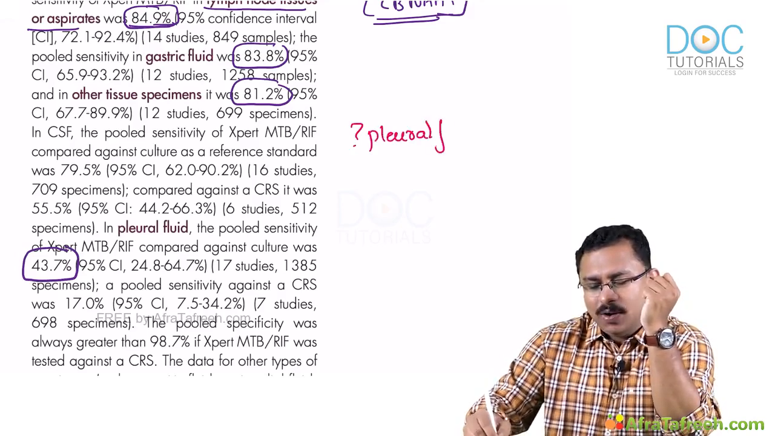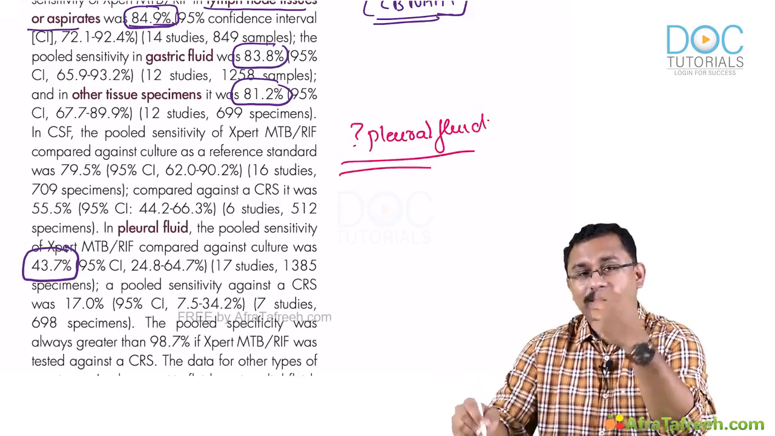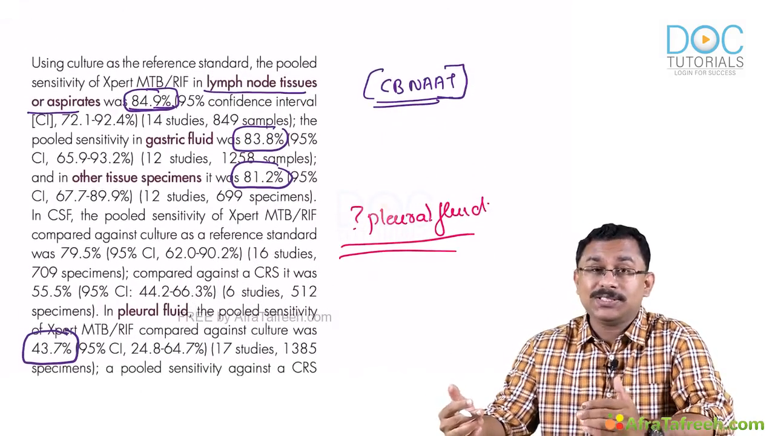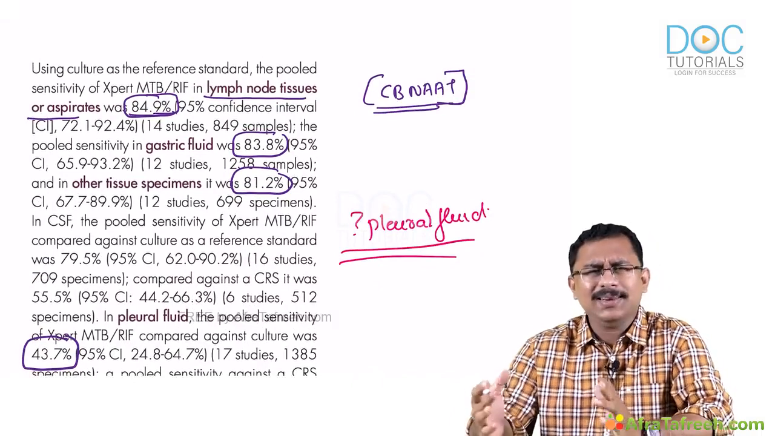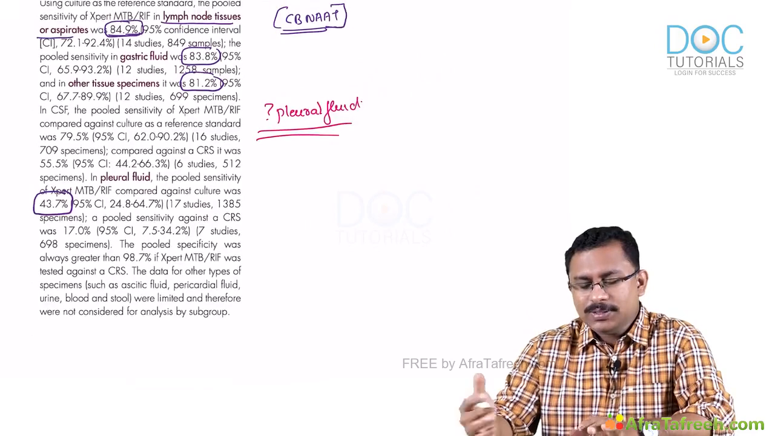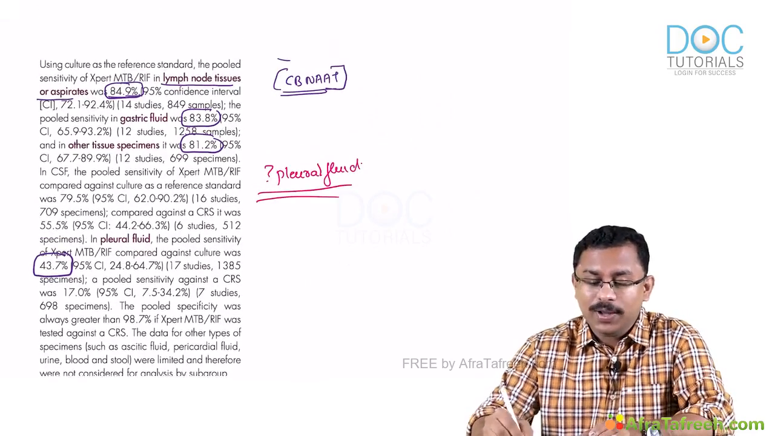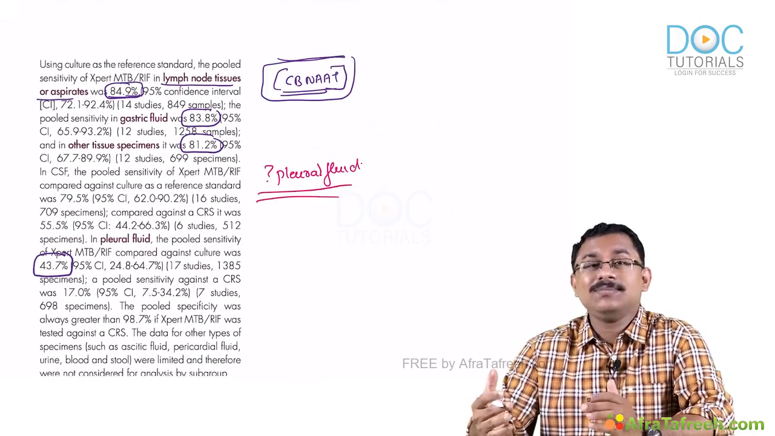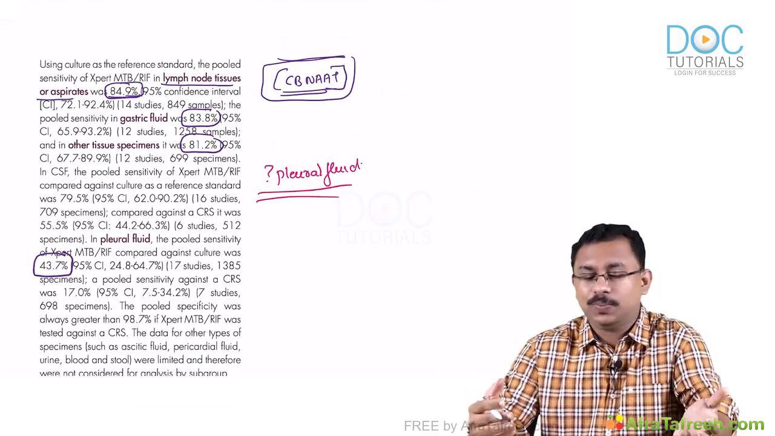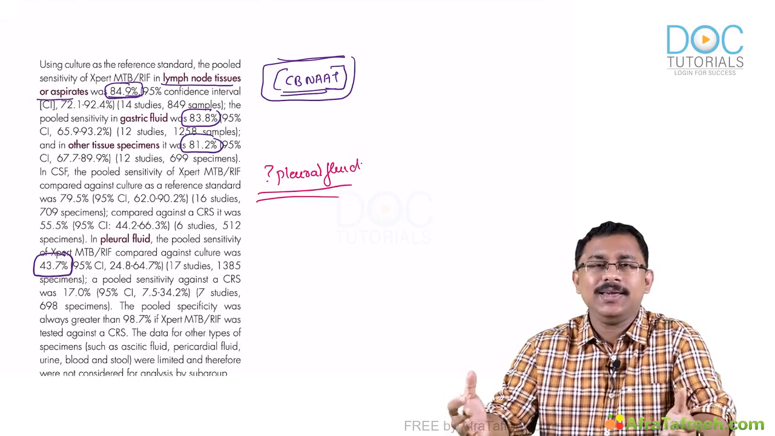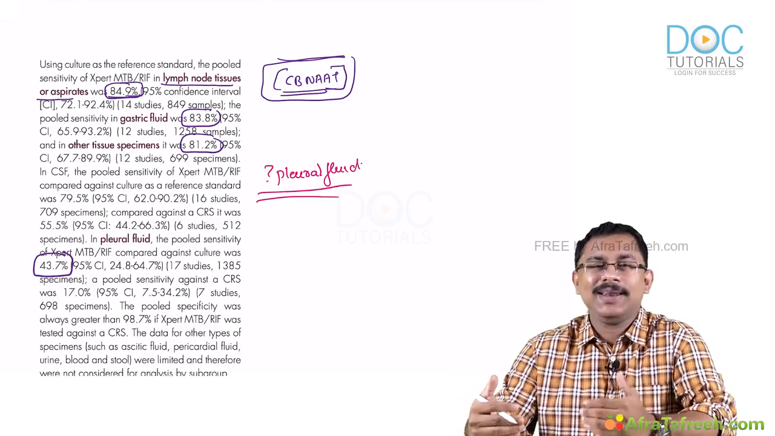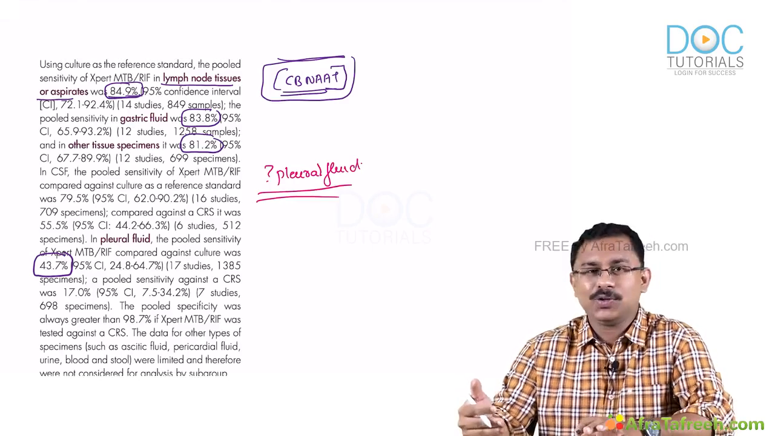But other than that, all other specimens you have with above 80%. And when you do a sputum CB-NAT, it is almost 90% sensitivity. So that is the advantage of CB-NAT over your sputum microscopy. You can very well do your sputum microscopy and CB-NAT, definitely, but I am just trying to tell you the advantage that a CB-NAT has over your mere microscopy.